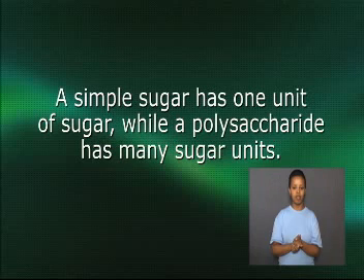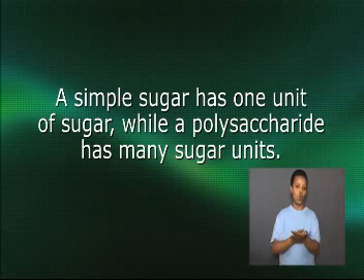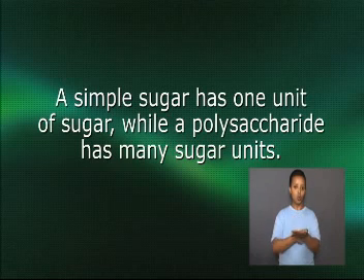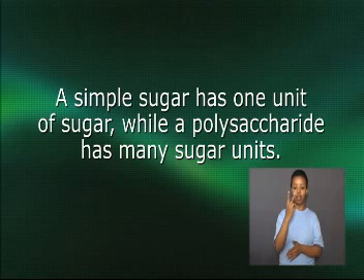Welcome back, everyone. How is that activity? The simplest saccharide is a monosaccharide like glucose. Simple sugars, like glucose, are the basic units of all carbohydrates. Disaccharides are made of 2 monosaccharides, and many sugar units form polysaccharides. Did you write down a similar answer? If so, well done.